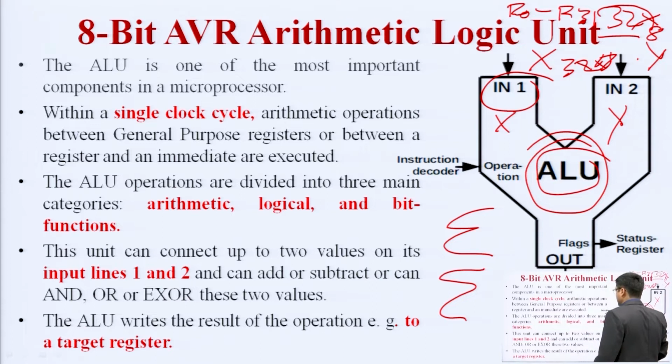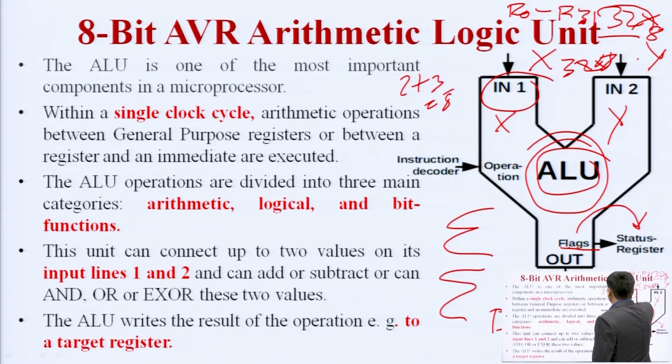Arithmetic operations we have seen, like addition, subtraction, multiplication, division. After we do some ALU operations, a carry may be generated, and it will be indicated by the flags. Flags will represent the status of the ALU operations. The out, meaning the target register, holds whatever result we get. For example, if we are adding 2 plus 3, 5 is generated. Let us take this simple example, and this 5 will be stored in the target register.